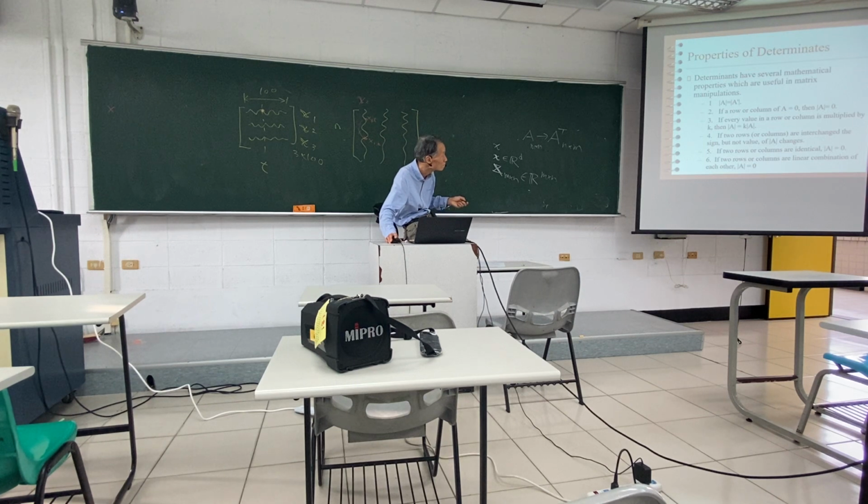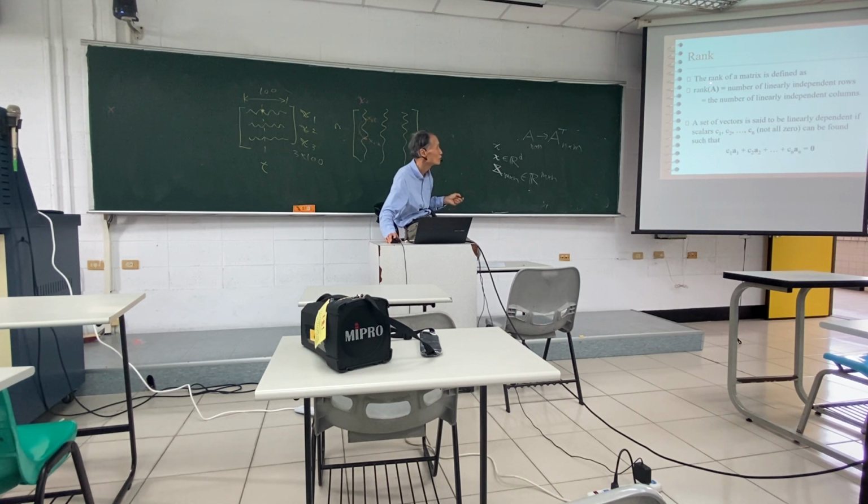So you can see the determinant. This is not the absolute value; it means the determinant. So the determinants of A and A transpose are the same. If you multiply by a constant K, then the determinant will equal K times the determinant. The determinant of A times B will be equal to A's determinant times B's determinant.